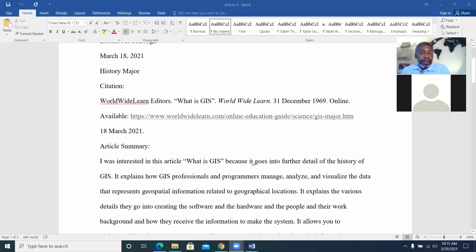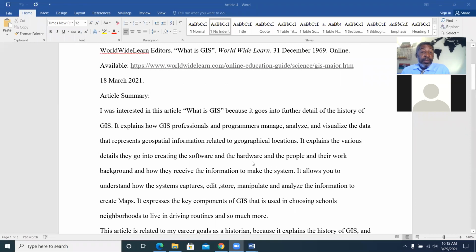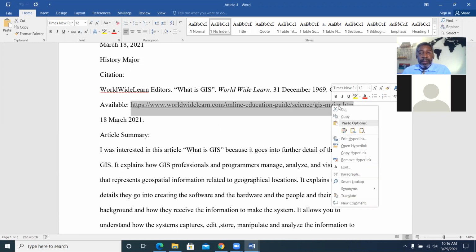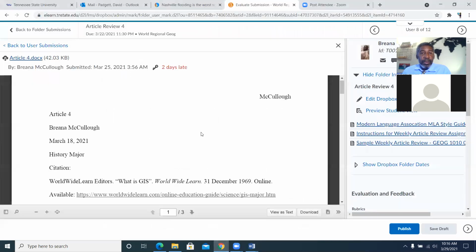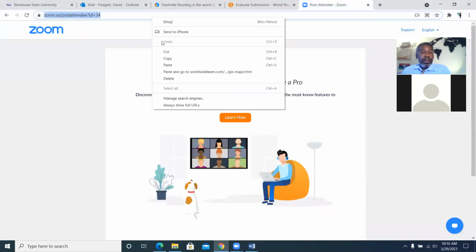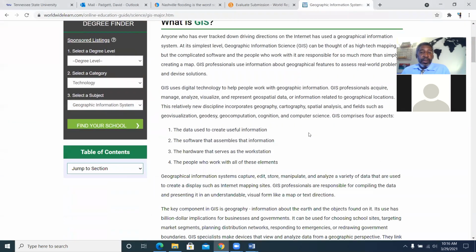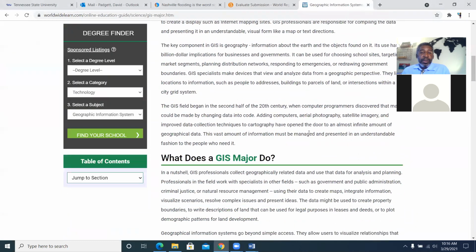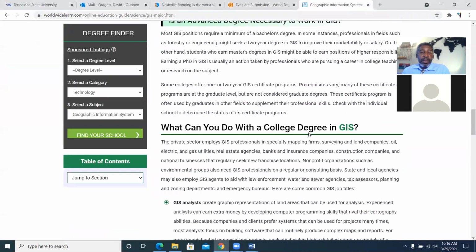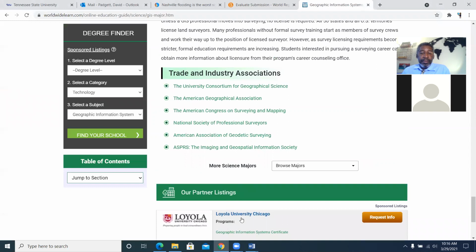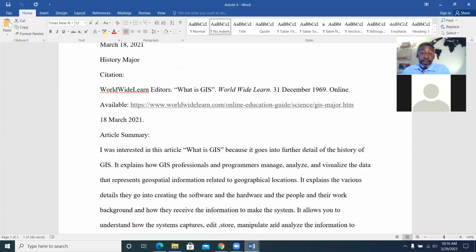And this GIS talks about the history of GIS. Okay, so let's see if... strange, I can't seem to get a hold of it. Okay, let's take a look at this article. That's why I have to have the link in there. What is GIS? So yeah, it goes through what a GIS major does, and what you can do for cartographers, mapping. Okay, it's an article.